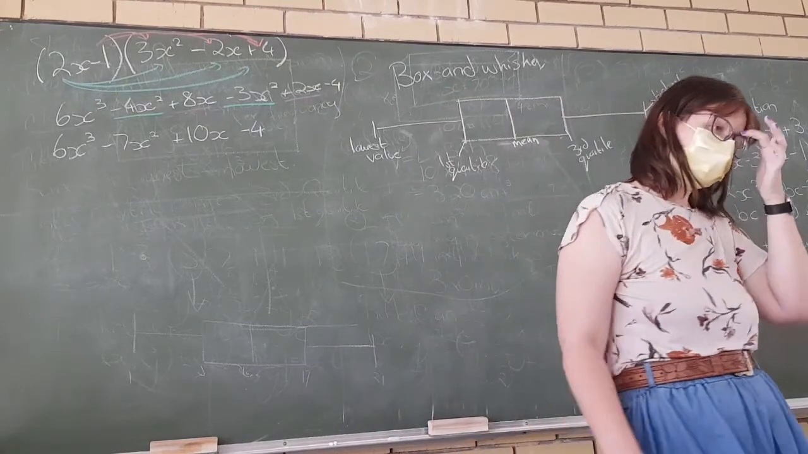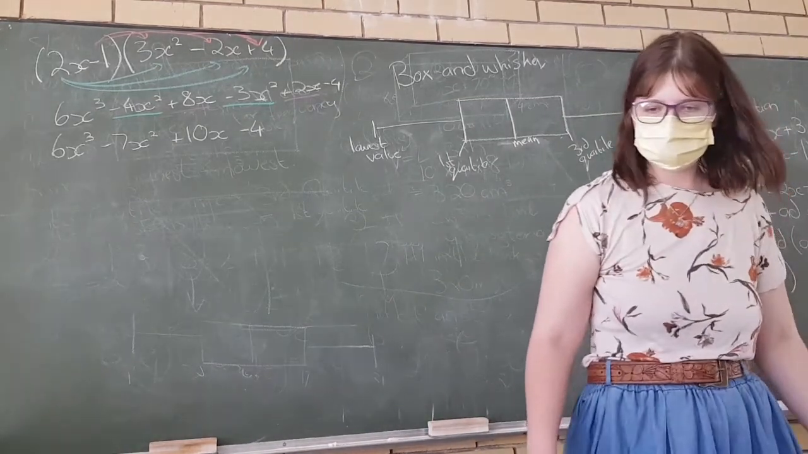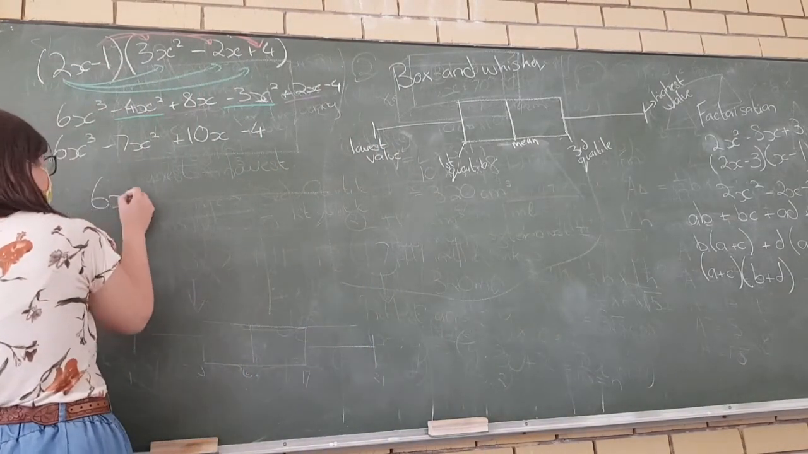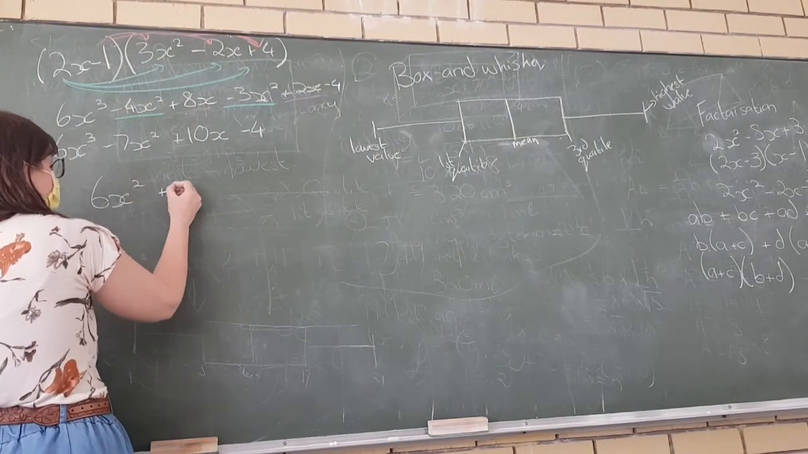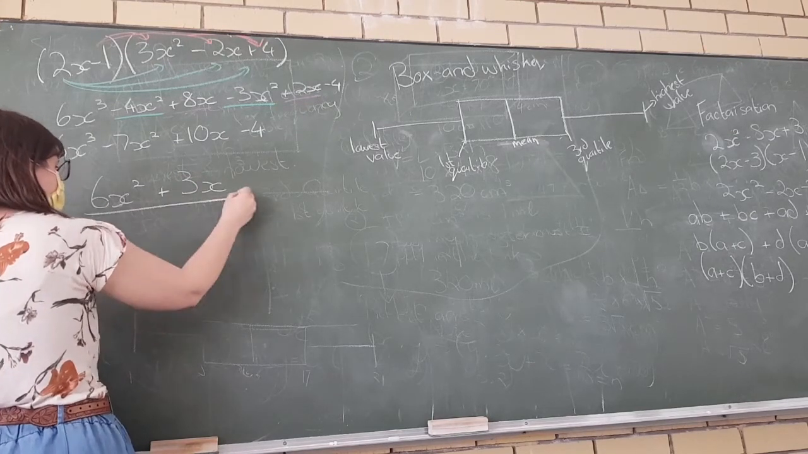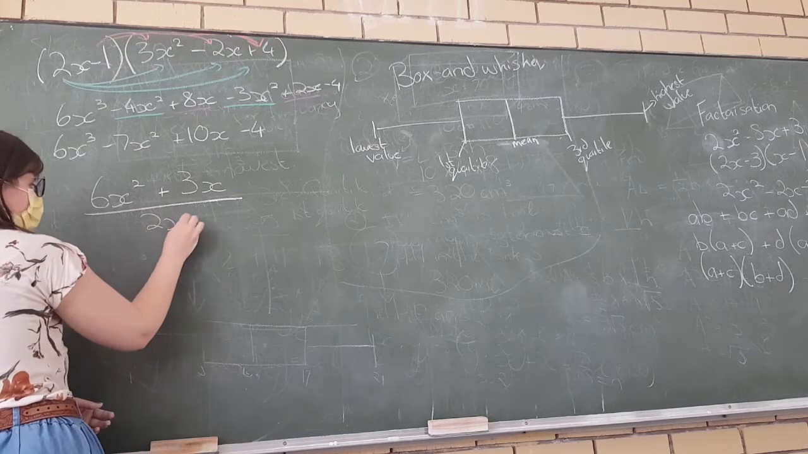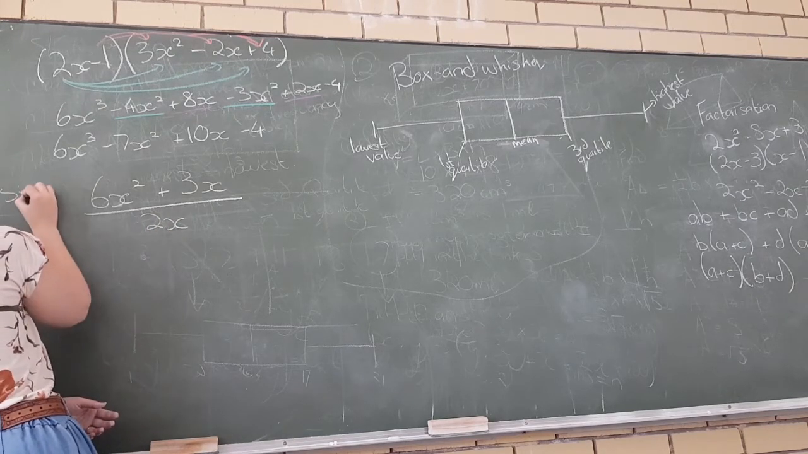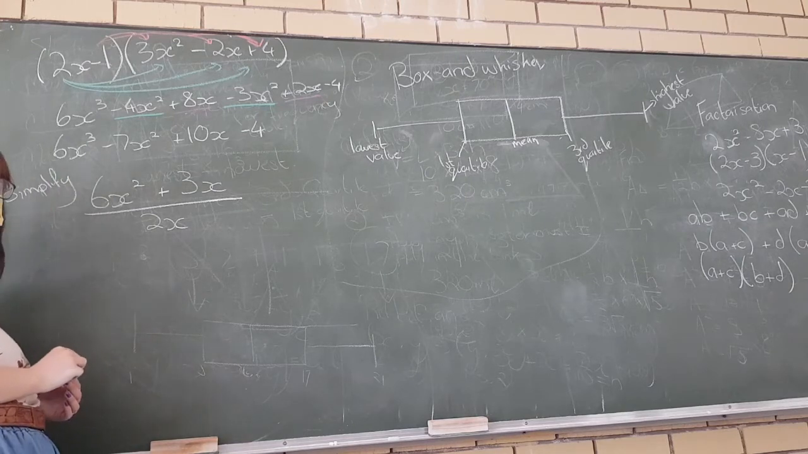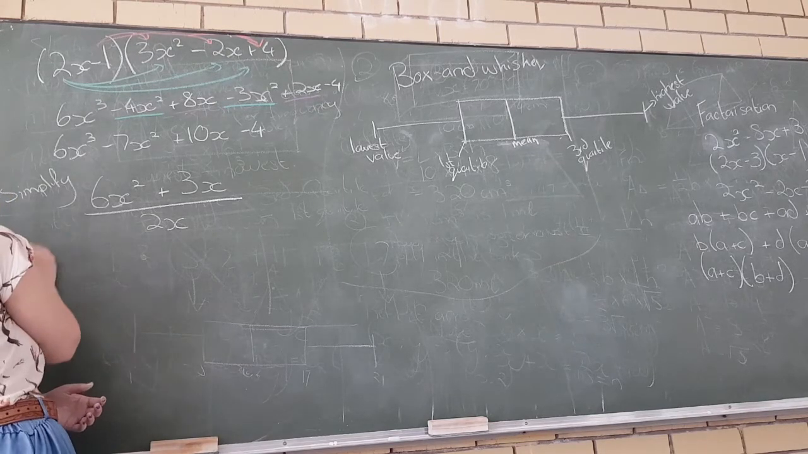Alright, so the next example we're going to do is 6x squared plus 3x over 2x. And our question says simplify. Do we separate that? Alright, so there's two ways to do it. You can separate it or you can factorize it. Okay, so we'll do both. First one, we separate it.